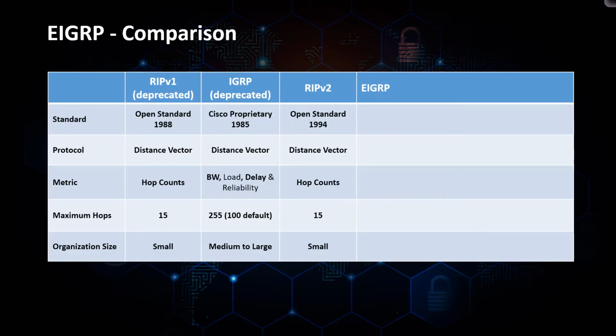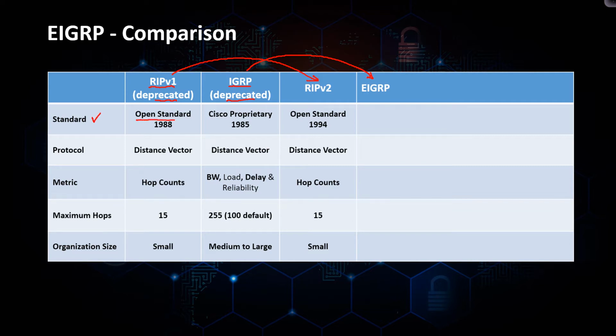The following table was prepared allowing us to compare EIGRP to other dynamic routing protocols. In this table, I have excluded the two link state routing protocols, OSPF and Intermediate System to Intermediate System, as we'll compare those with EIGRP in another video segment. But in this table, I have included RIP version 1 and IGRP. Even though they are deprecated, they are included here so we can see why the development of RIP version 2 and EIGRP was necessary. Starting on this table is the standard.